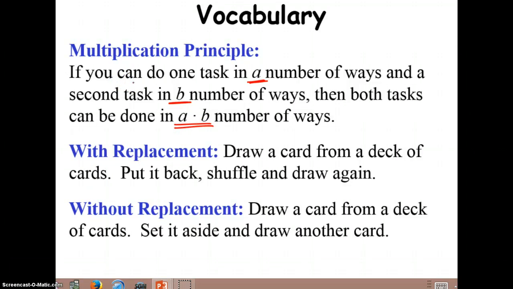More vocabulary: with replacement, without replacement. That usually refers to a deck of cards. With replacement means you take one card, record it, put it back, shuffle, and take it again. Without replacement means you set it aside. We do that with cards, marbles, balls that we're pulling out of a box, anything like that.